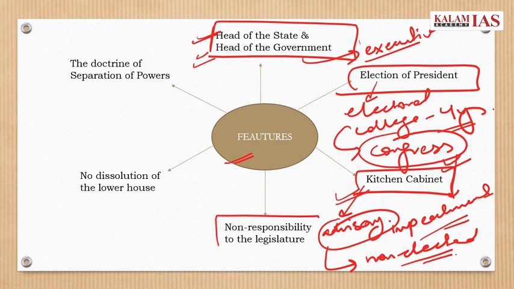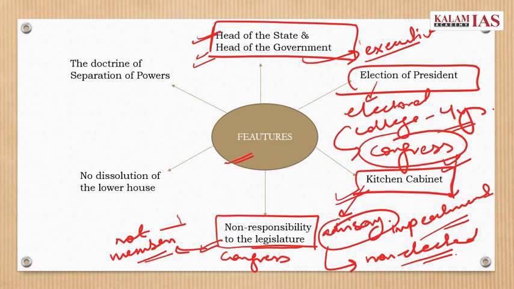Now, the non-responsibility to the legislature. We have seen that the president is not responsible to the legislature. They are not responsible to the Congress, and also they are not members of the Congress. They do not enjoy the membership, and they also do not attend any sessions of the Congress. Now, no dissolution of the lower house. The president in this case does not have the power to dissolve the lower house, the House of Representatives, unlike the parliamentary system of government.